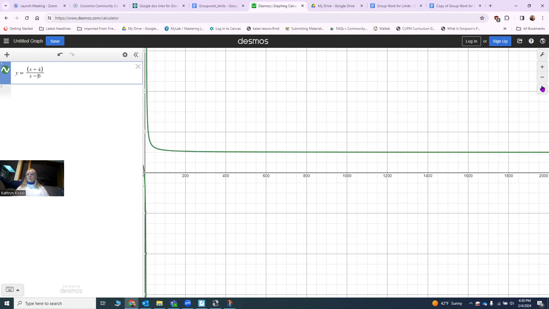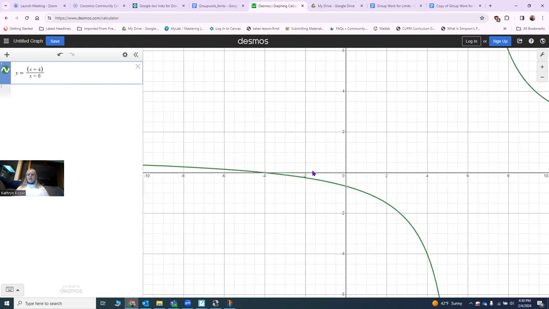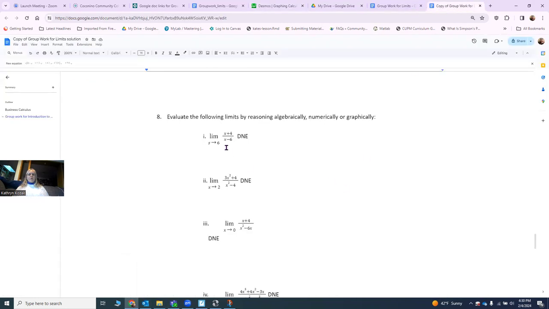And if I were to just go to a standard window here, you can kind of see as I follow this curve off, as we're heading towards 6, we're going to go down to negative infinity. As I head towards 6 from this side, I'm going to head to positive infinity. So it looks like as I'm following that graph along that we would not have a limit. So D and E means does not exist. We don't have a limit, I should say.